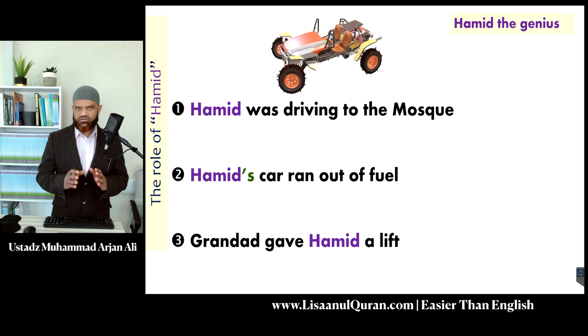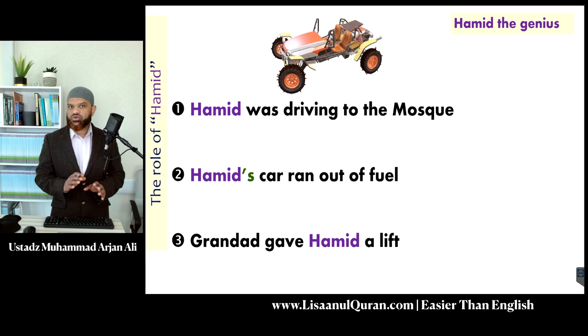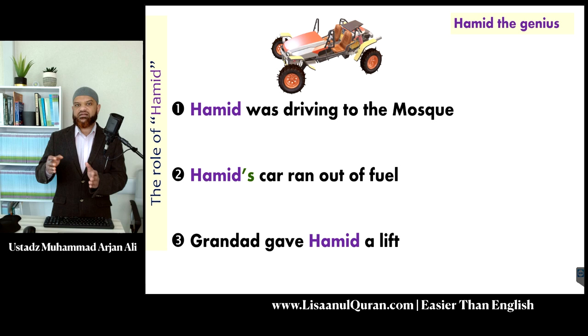Hamid was driving to the mosque. In the first sentence, Hamid is doing the role of the subject or the doer. In the second sentence, Hamid is not the doer. He's not doing the thing that is mentioned in the sentence. Hamid is the possessor of the car. It is the car that has run out of fuel. It is Hamid who owns the car. So Hamid is the possessor.